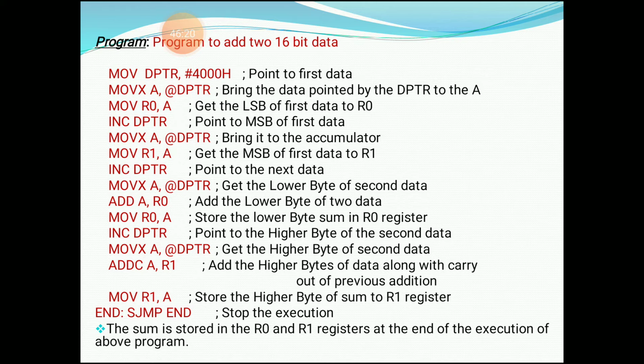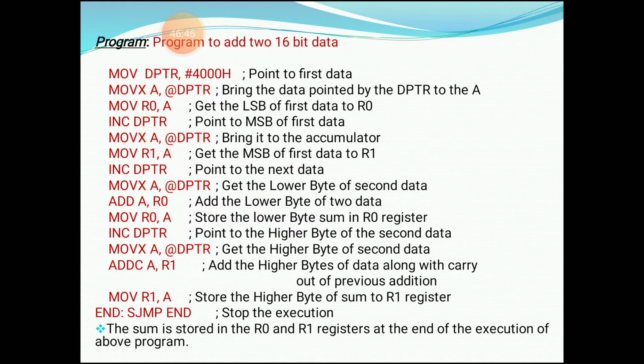This 4003 location contains the higher byte data. This higher byte data is copied to the accumulator and an addition with carry is performed, that is, ADDC A comma R1. Now A contains the higher byte of the second 16-bit data and R1 contains the higher byte of the first 16-bit data. Now the higher byte addition is performed along with the carry generated during the previous addition operation. After that, the result is stored in the accumulator. This result is copied to the R1 register.